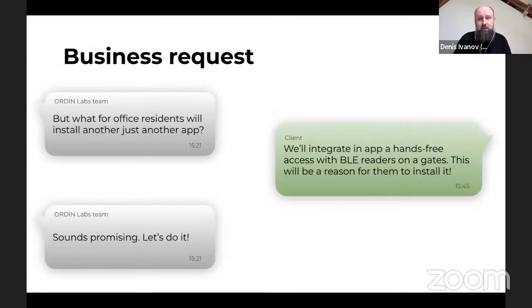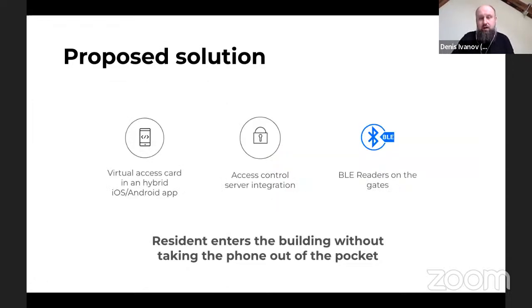But the key question that we asked our customer was, why should people download yet another app? Everybody's tired of those apps. And the answer was that we'll integrate a hands-free access module in this application, so people will get rid of those plastic cards to enter the building. They will enter through the gateways just by keeping their phone in the pocket, and that will be enough. That sounds great. This is the idea. This is why the residents will download the app, because it makes their access to the building simpler, and we decided to do it.